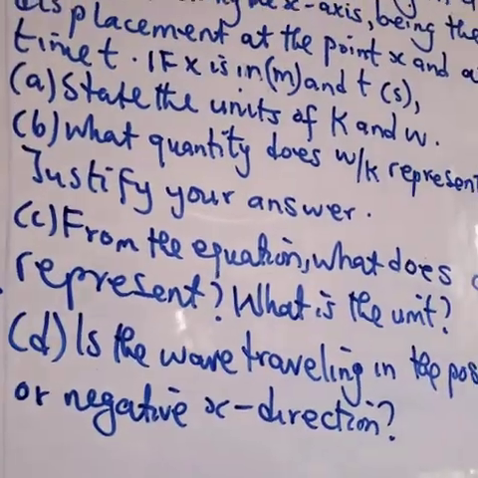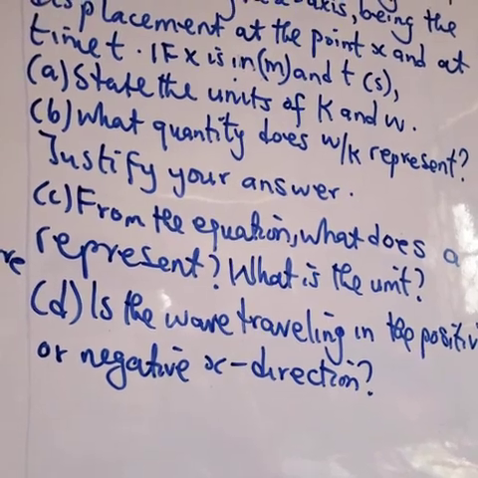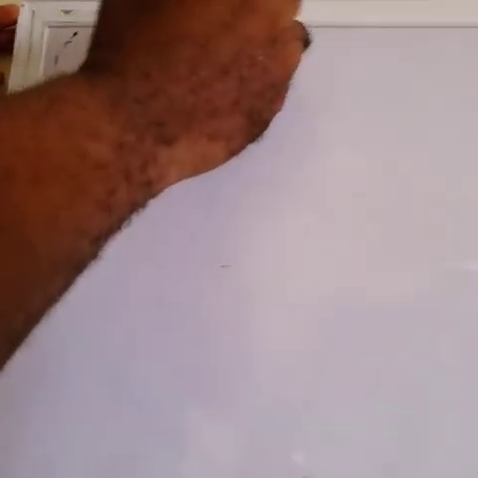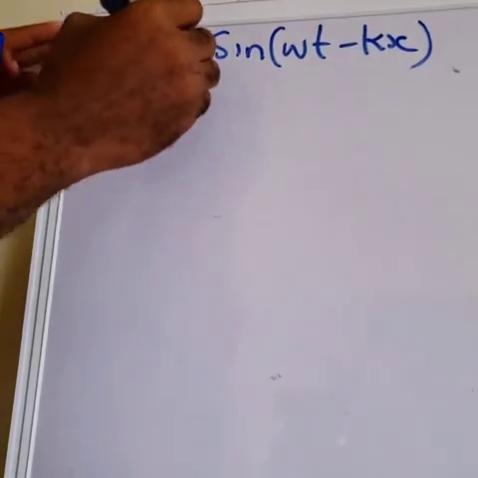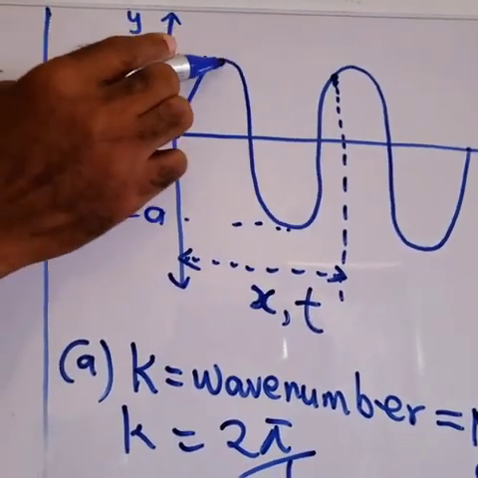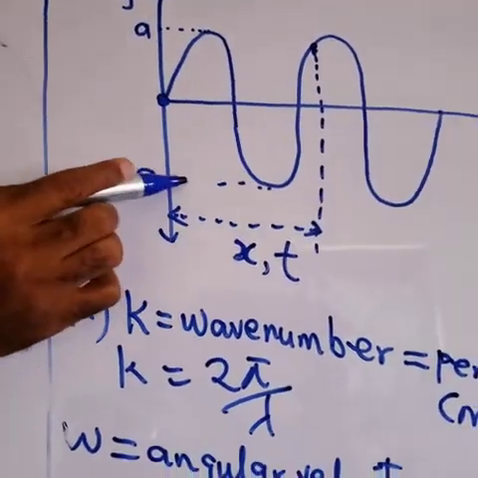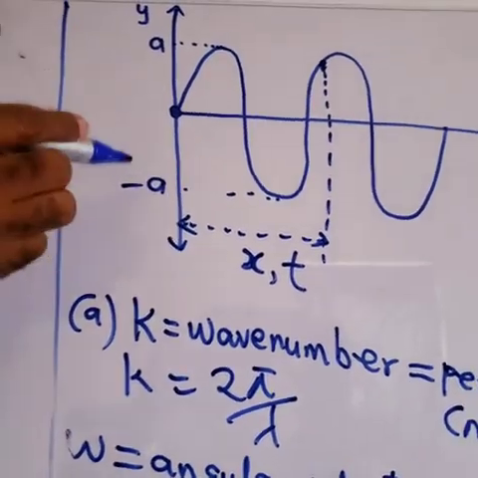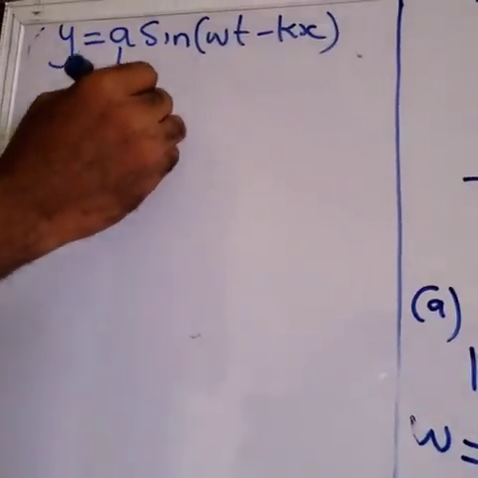Now we're going to do the C part of the problem. What does the C part ask us to do? From the equation, what does A represent? And let's do this very quickly. The equation says y equals A sine of omega t minus kx. This A here, look at this graph, is the amplitude, either the maximum amplitude above or the maximum amplitude below. Either you call it crest or trough for a transverse wave. So A is the amplitude of the wave.